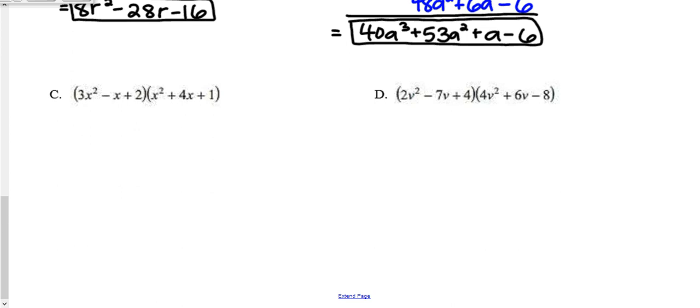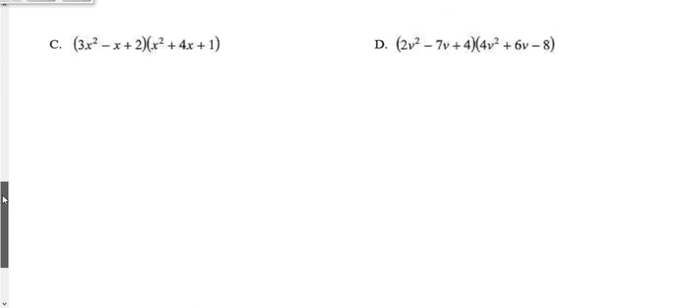On these last 2, it's going to be a very similar process that I just did on B, except that there's 3 terms times 3 terms. So it's going to be a little bit longer. Starting with this 3x squared, I'm going to distribute that first to these 3 terms. So 3x squared, and that's going to be multiplied times x squared plus 4x plus 1.